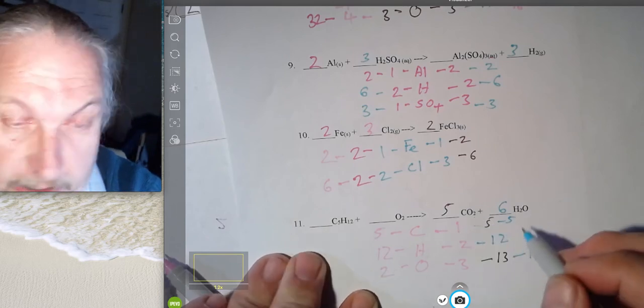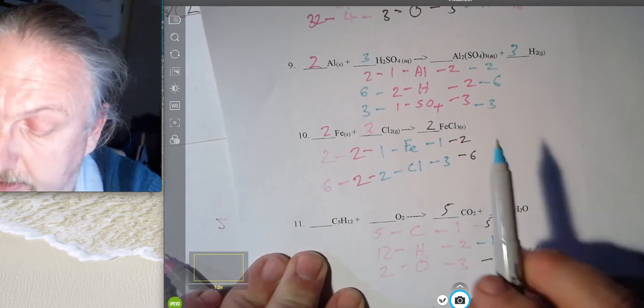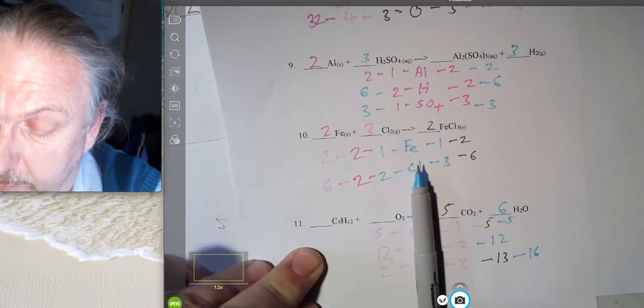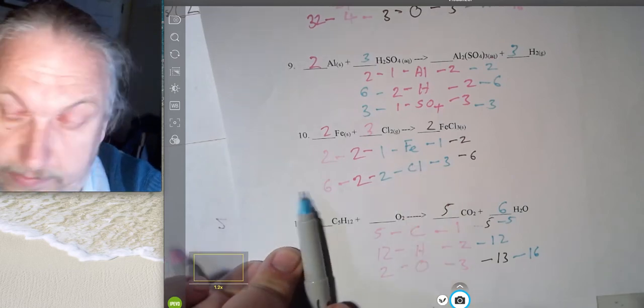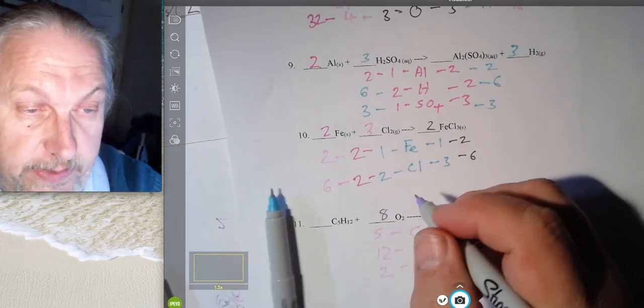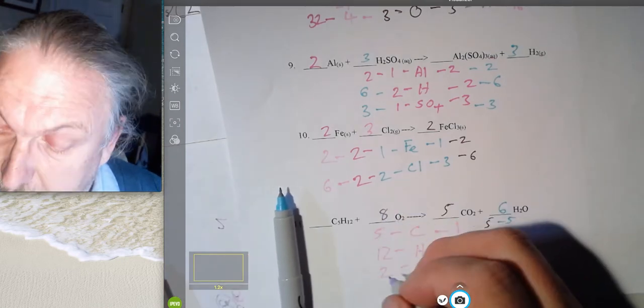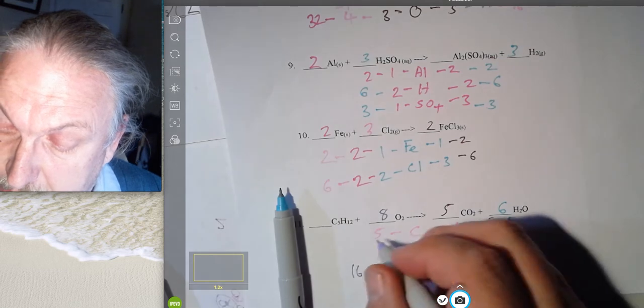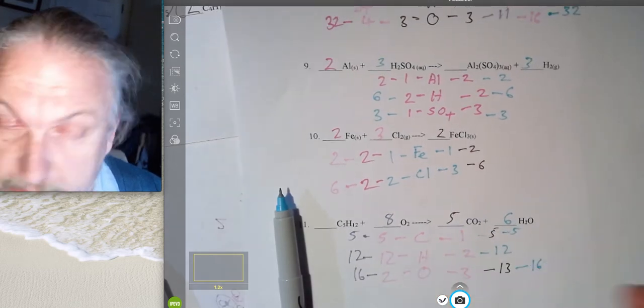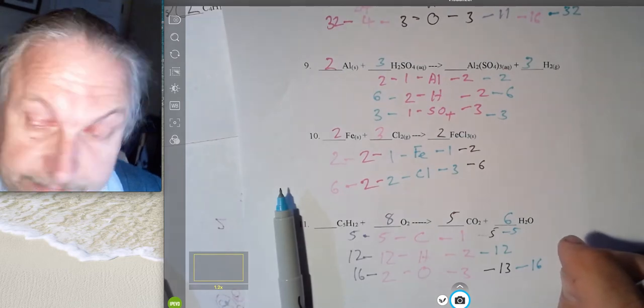All right, 16 oxygens. 5, 12, and 16. 5, 12, not 16. I've got 2. So now all I've got to do is make that 16, and all I have to do for that is put an 8 there, because 8 times 2 equals 16. Let's see what we got. We got 5 carbons. We got 12 hydrogens. That was balanced.